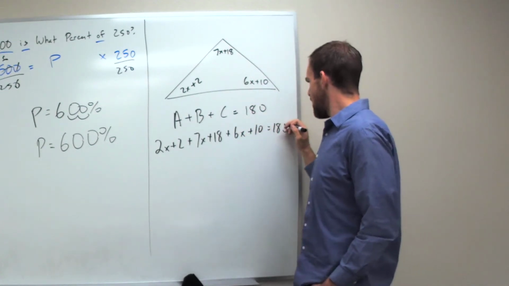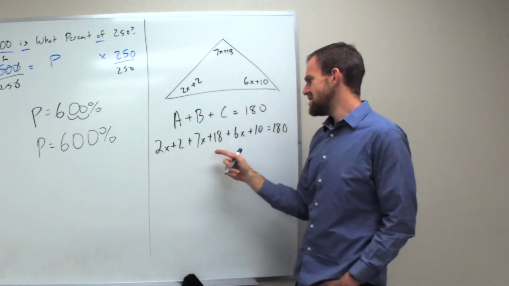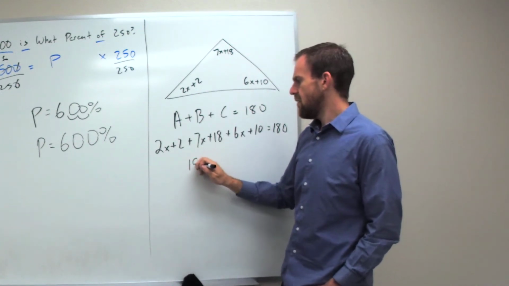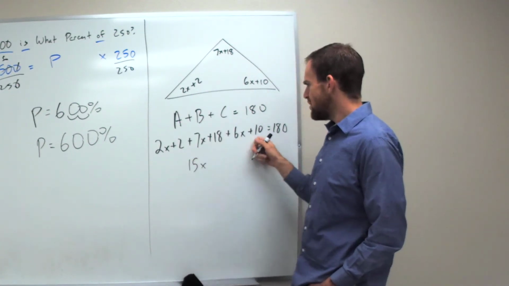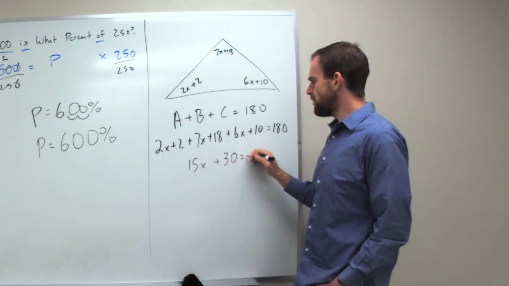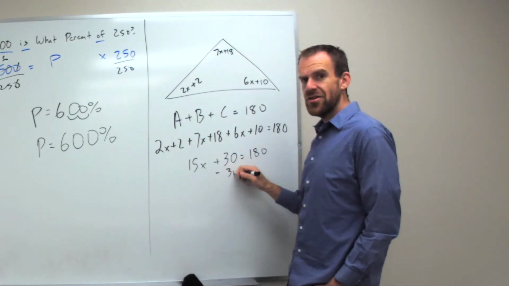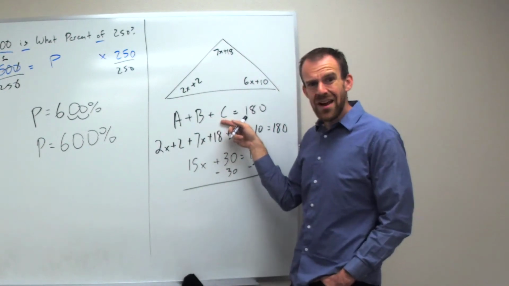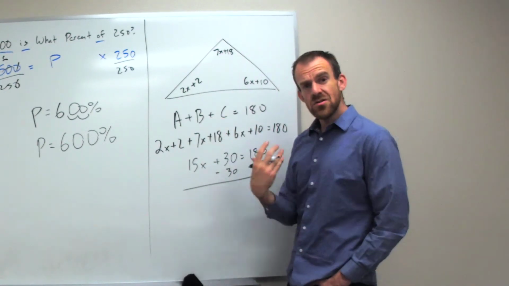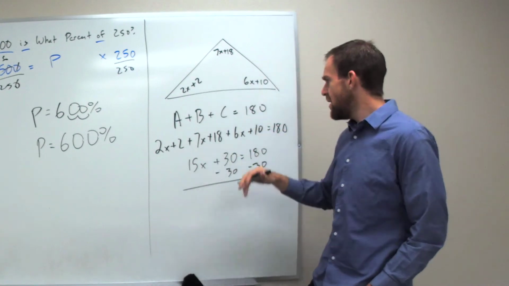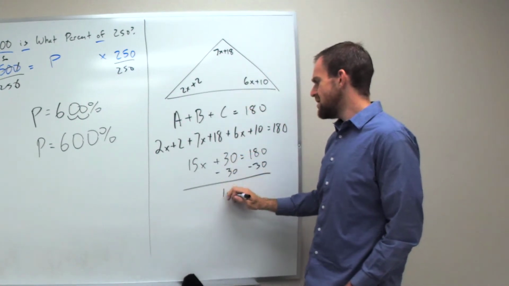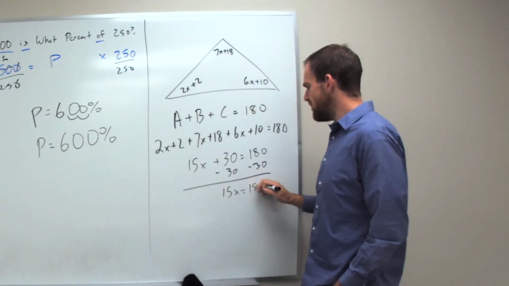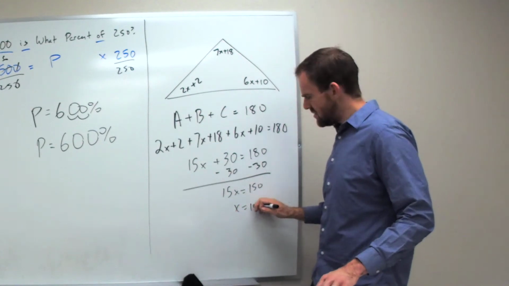From there, I'm going to add like terms. 2 plus 7 is 9, plus 6 is 15. 2 plus 18 is 20, plus 10 is 30. I'm going to subtract 30 from both sides, painfully showing my work. Notice, I know that equation like the back of my hand, but I still wrote it because I'm showing my work and showing my thought process. So I have 15x equals 150, x equals 10.